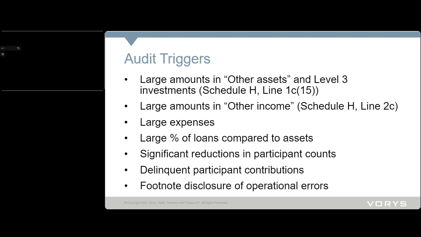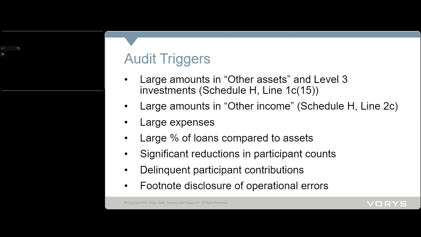Large amounts in other income, large expenses. The one that we've been seeing in the most recent years is a large number of loans in the plan compared to the plan assets. Again, significant reductions in participant accounts. So what they're looking for from an IRS perspective there is, was there a partial termination of the plan, and did you vest accordingly based on that partial termination?